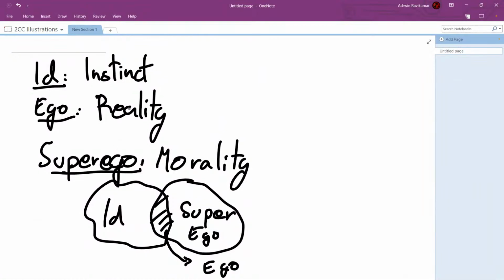So you first have your ID, which is your instinct, and then you have your superego, which is your morality.